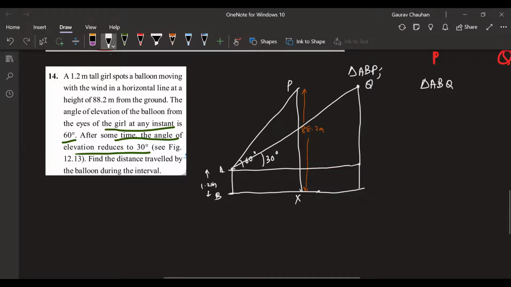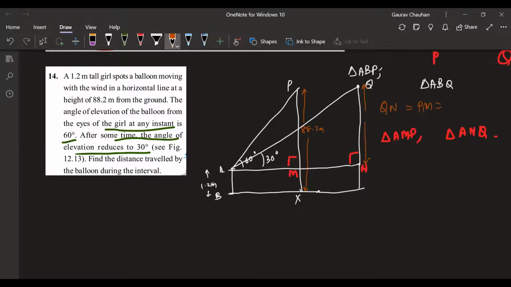That's what we are talking about here. So this whole thing was 88.2, which means frankly we have to take these two triangles. Let's call this M, and let's call this N. So we have triangle AMP and triangle ANQ. These are the two triangles that we'll be using. What we just need to note here is this particular height will be how much? How much will this be, Dinesh? QN. Also PM will be how much, Dinesh?